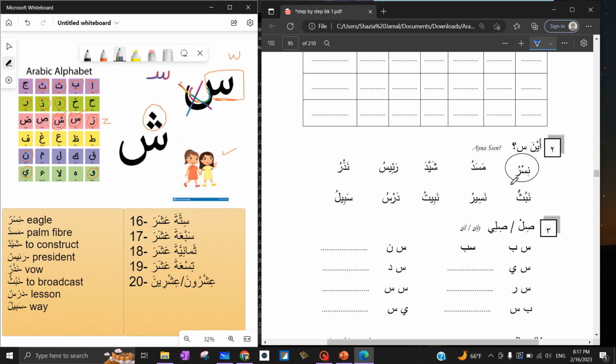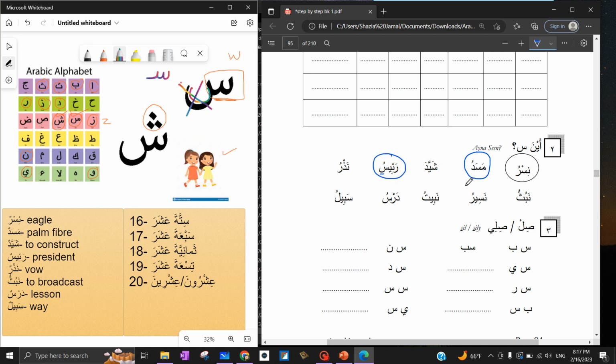Nisr. What is Nisr? I have given all the meanings here. Nisr means eagle. So is there a seen? Yes, you can circle this. Masad? Yes, there is a seen. Masad means palm fiber, the palm leaf fiber. Shayyada, to construct. Is there a seen? No. Ra'isun, president. Yes, there is a seen here. You can circle this word.